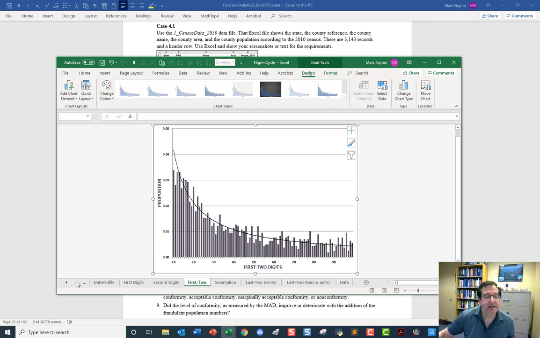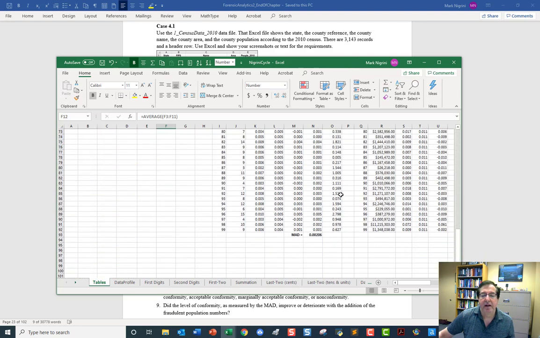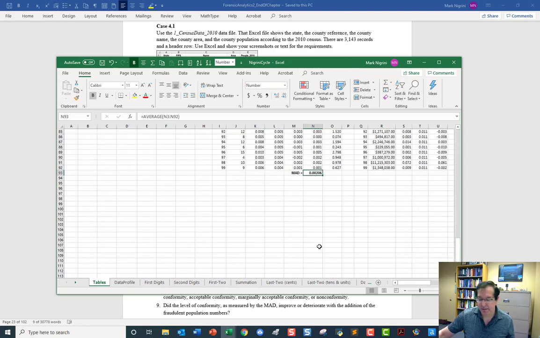You can see this graph doesn't look as great. Tables down below here, and I'm just going to make a note of this. I get 0.00206, which is higher than what I had before. And now we'll run the second one.